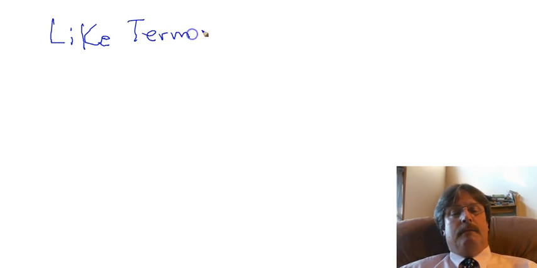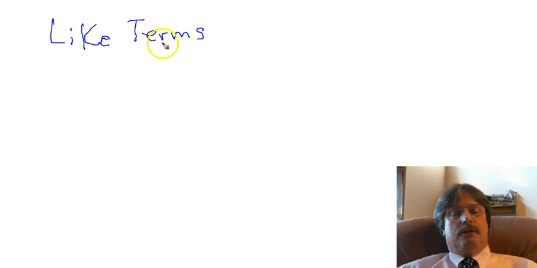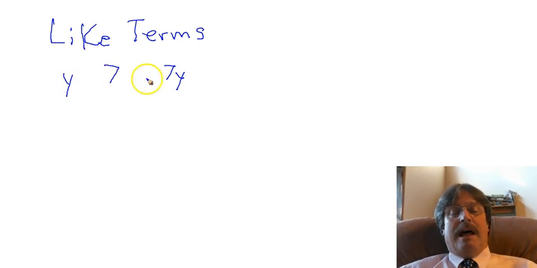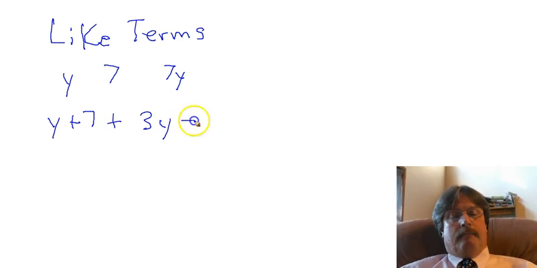I want to talk about like terms. Now what that means, and you're not really going to see it in the book explained very well, is that I have to find terms. So like y is a term, and 7 is a term, and 7y is a term, and so forth, okay? I have to find terms that are alike to each other. So if I have this expression where I have, let's say, y plus 7 plus 3y minus 4.